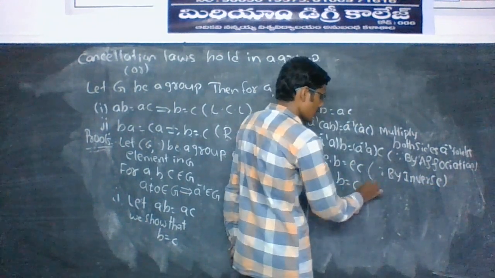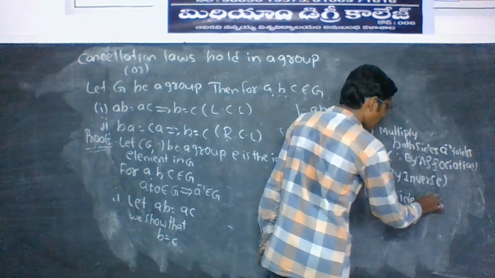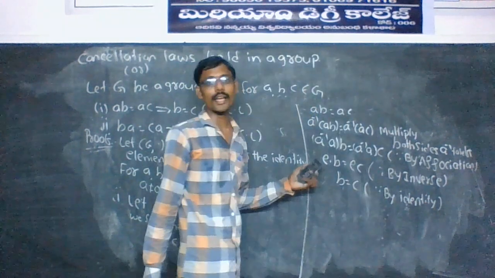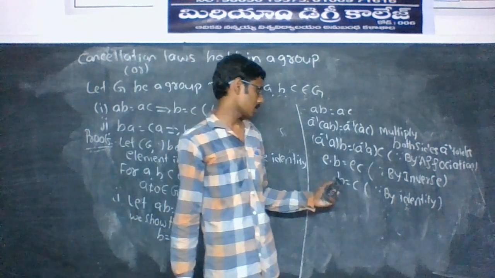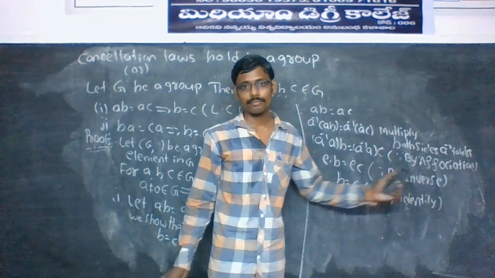B is equal to C by the identity property. Is the identity element 1? With respect to multiplication. So B is equal to C by identity.